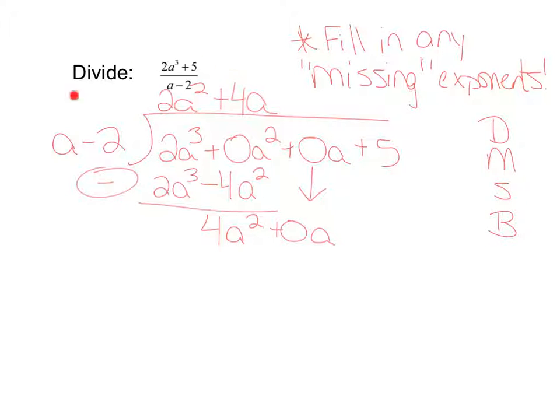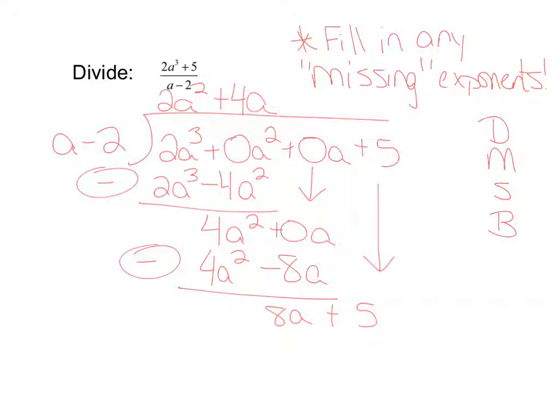We multiply. 4a times a, 4a squared. 4a times negative 2, negative 8a. We subtract. First term goes away, cancels. 0 minus a negative 8 becomes plus 8, so this is 8a. We're going to bring down.